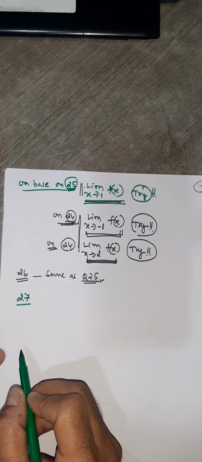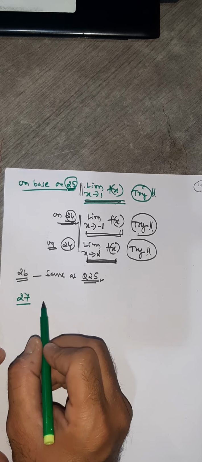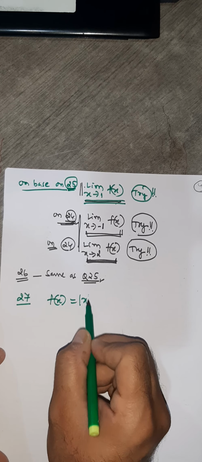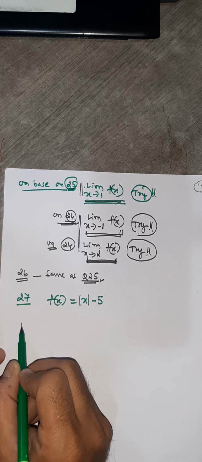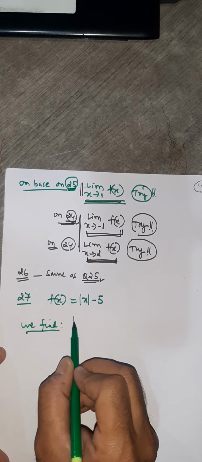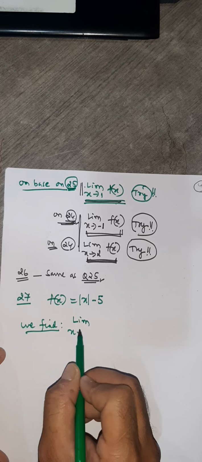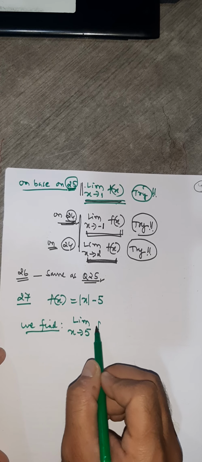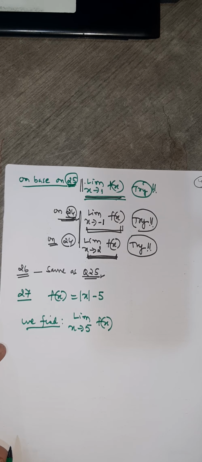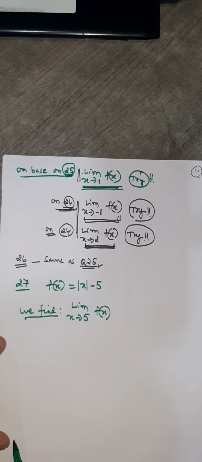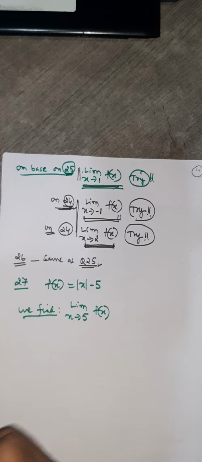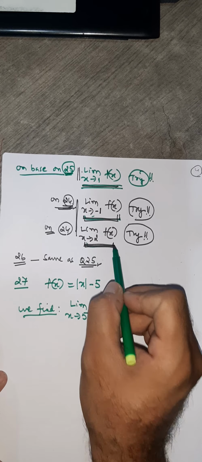Question number 27. There the function is this. You are given modulus x minus 5. And what is asked? We are asked to find this limit, limit x tends to 5 of f(x). This is a really nice question. Once I do this, I'm sure you can answer the 24th, this one and this one.